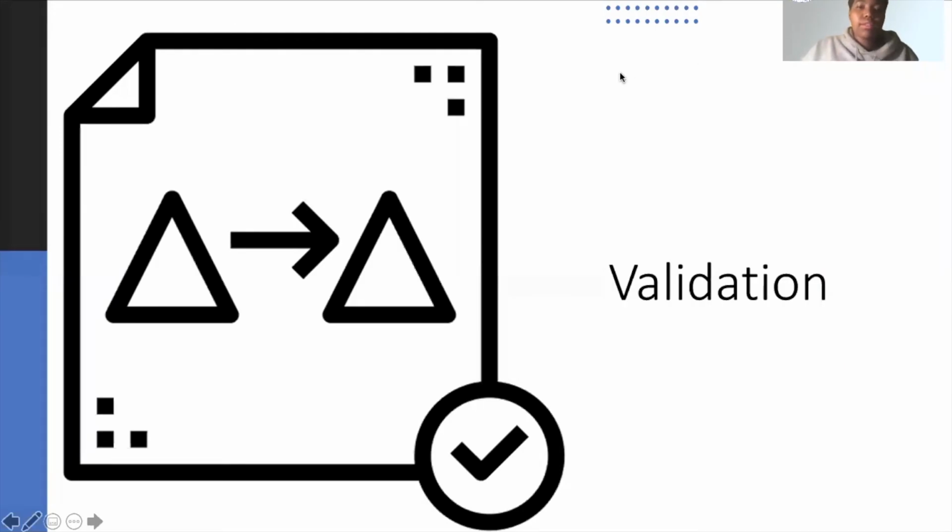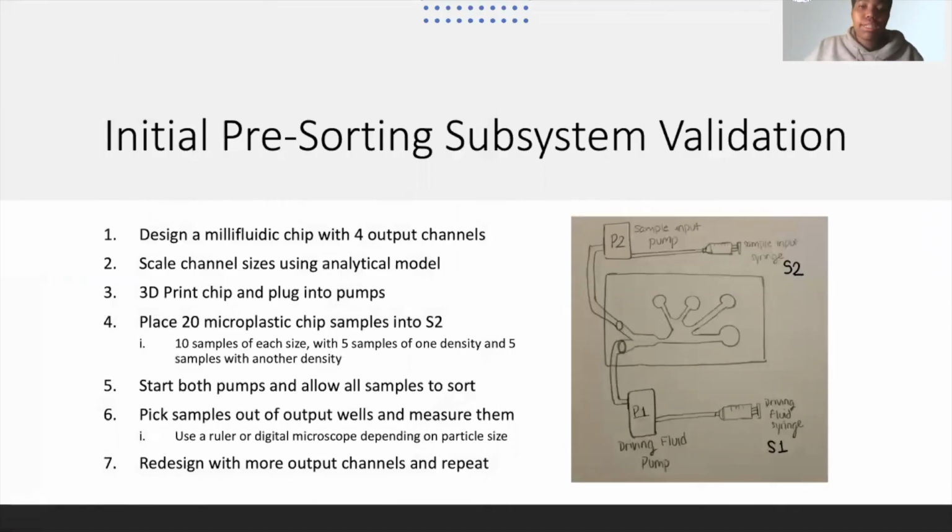To ensure that the system works as intended, we plan on executing the following tests. The idea is to test each subsystem individually before putting it together and testing as a system. So starting with the pre-sorting subsystem, which makes up the sedimentation, the idea is to introduce microplastics of different sizes and different densities into the subsystem, all to fall into 4 categories: small size with high density, small size with low density, large size with high density, and large size with low density. So having 20 microplastic chip samples and having 5 samples represent each of the 4 categories.